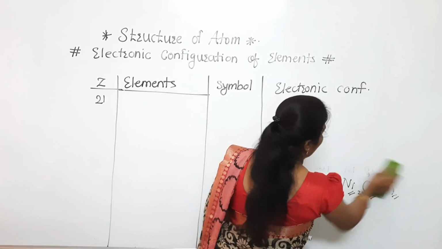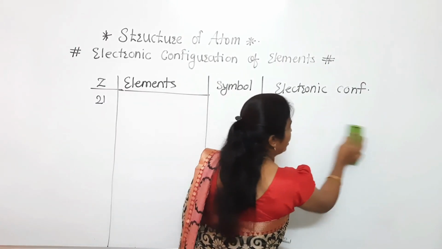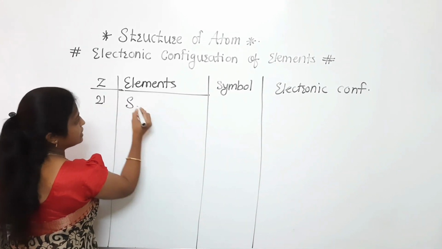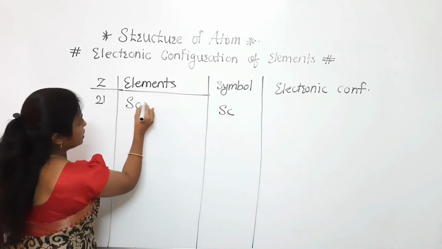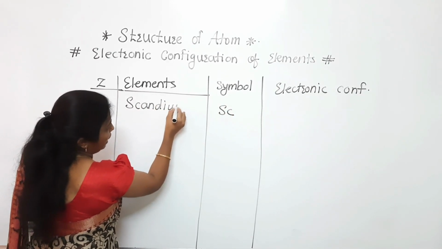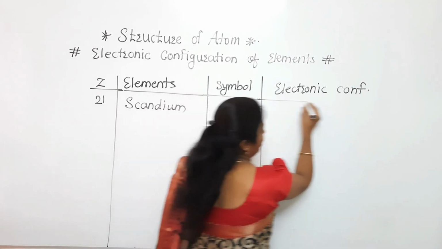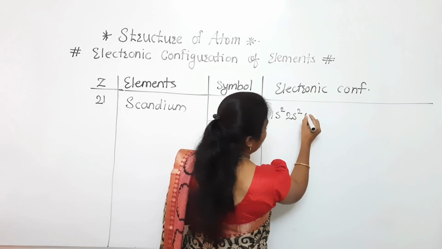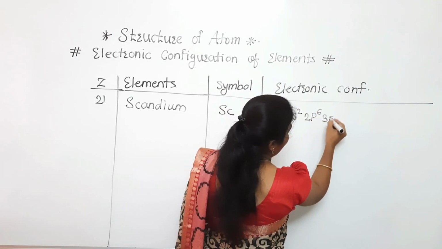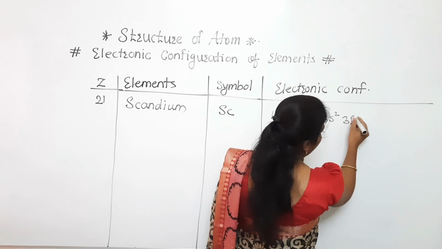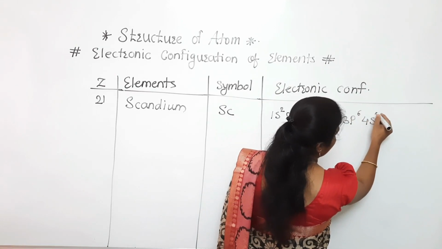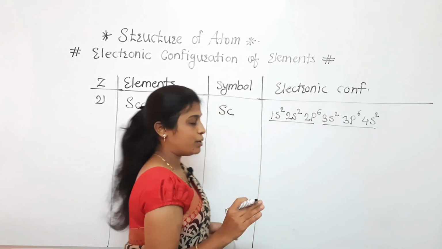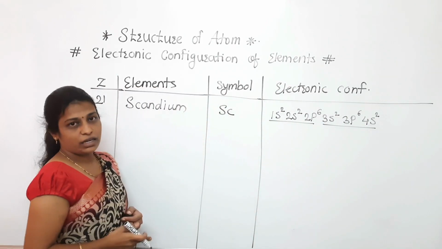Now we are going to start with the elements from 21 to 30. 21, Scooty, means scandium, Sc. If we consider scandium, its atomic number is 21. So at that time we have to write 1s2, 2s2, 2p6, 3s2, 3p6, 4s2. Now see here, 10 completed, here also 10, means 20 completed. Its atomic number is 21.